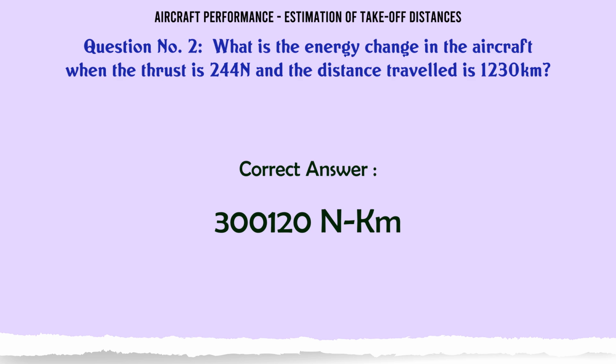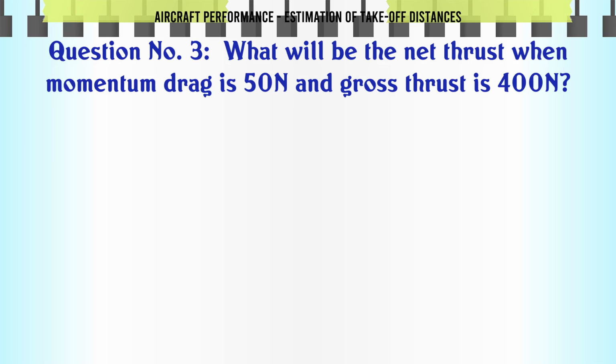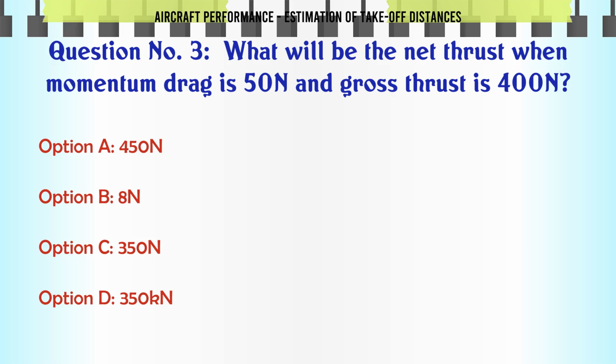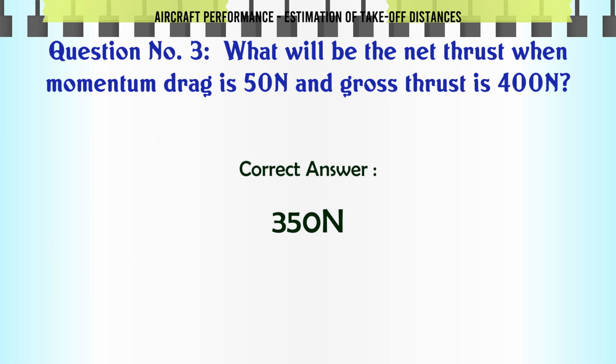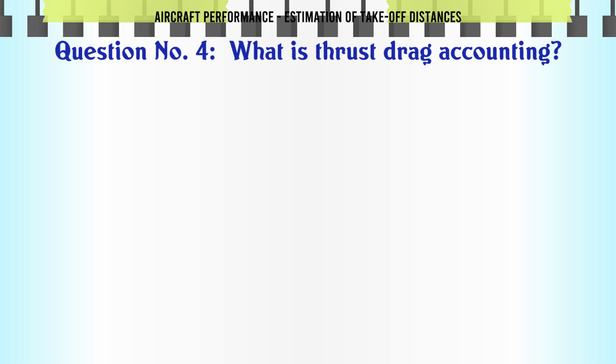The correct answer is 3,120 N kilometer. What will be the net thrust when momentum drag is 50 N and gross thrust is 400 N? A. 450 N. B. 8 N. C. 350 N. D. 350 kN. The correct answer is 350 N.